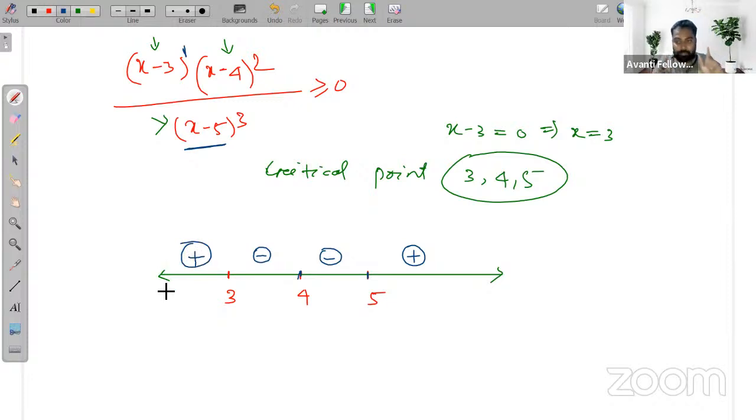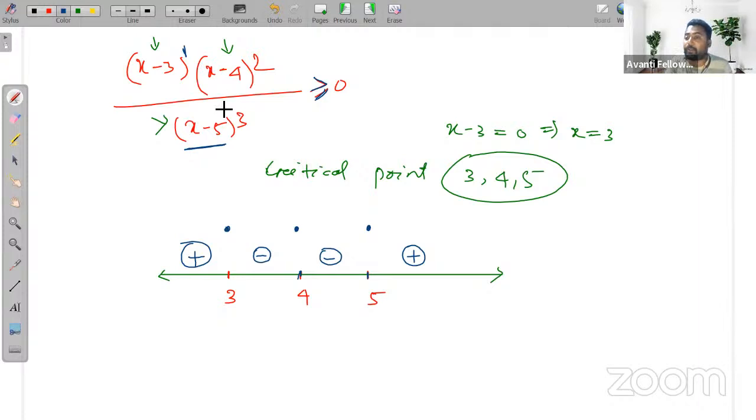Next thing, what you have to do: if you have a greater than or equal to sign, if you have the equality sign here, that means you have to include all these points also, because at all these points this inequality becomes 0, right?